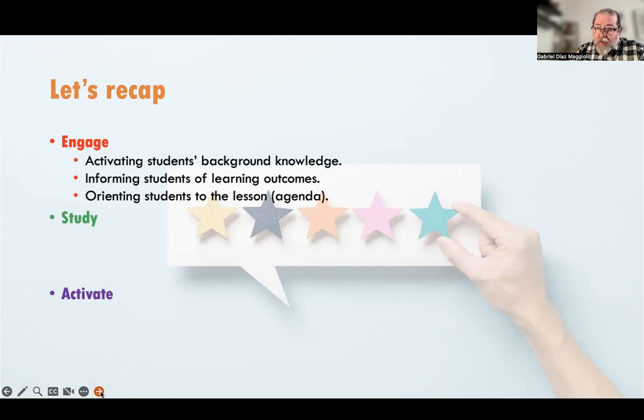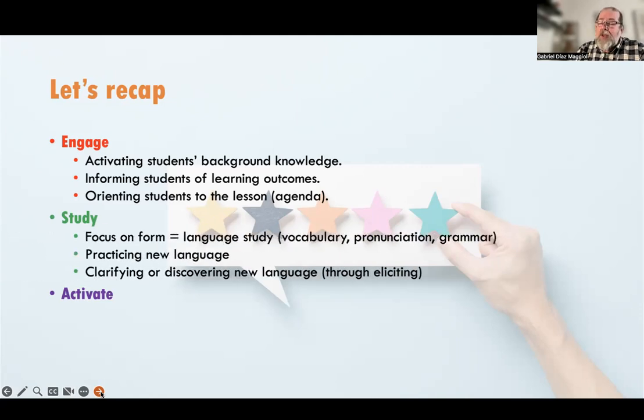In terms of study, what happens there? We do something called focus on form, that is to say, language study. We give the students instruction in vocabulary, pronunciation, and grammar. We also do exercises to practice the language. And through eliciting, which is guiding the students, not teaching explicitly, but guiding the students to discover how language works, we could do clarifying or discovering new language activities.